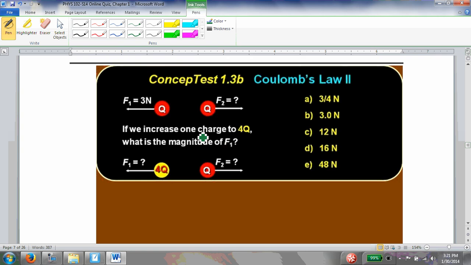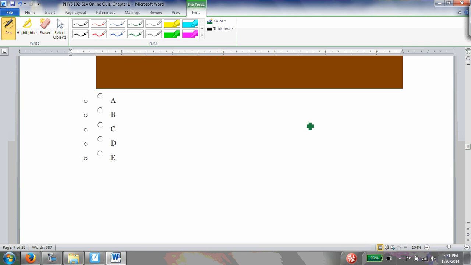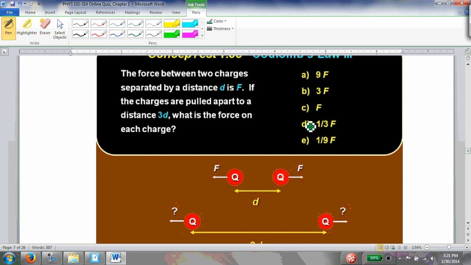All right, if we increase one charge to 4Q, what is the magnitude of F1? So if I increase this charge to 4Q, then that's going to increase my force by a factor of 4. So if I increase this by 4, it increases my force by a factor of 4. Well, if it was 3 newtons, now it's going to be 12 newtons. That's C.